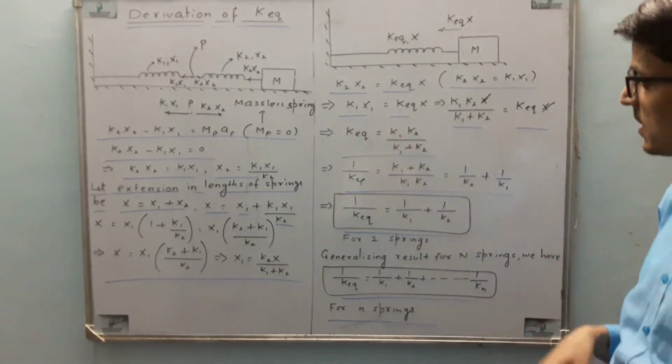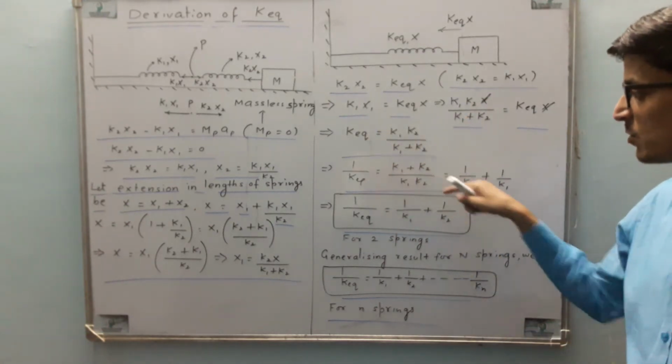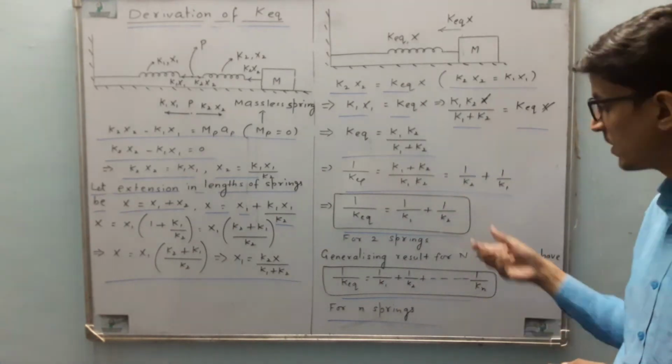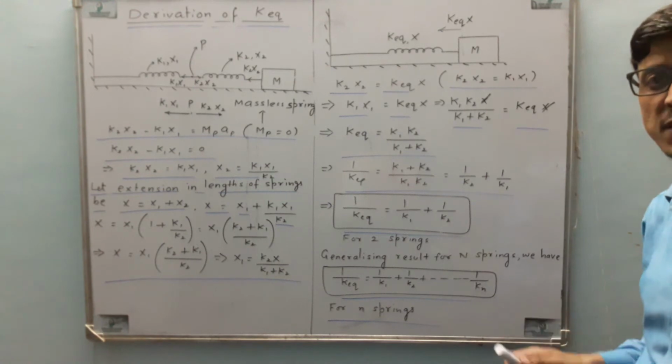You just invert it. So we have 1 by K equivalent is K1 plus K2 by K1 K2. You just do the calculations and we have the result: 1 by K equivalent is 1 by K1 plus 1 by K2 for two springs.